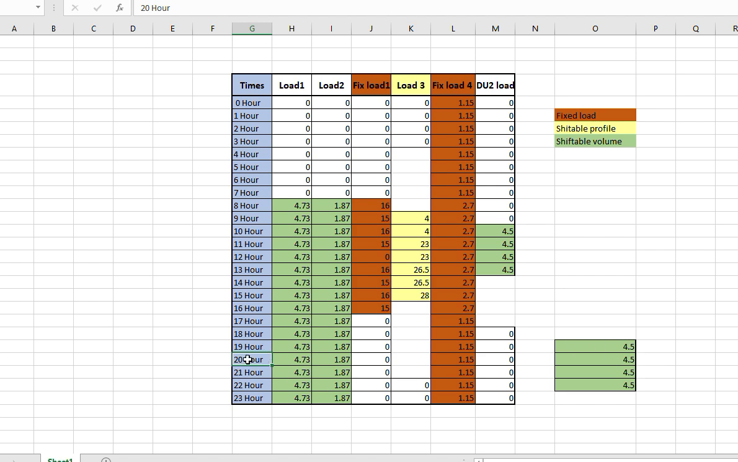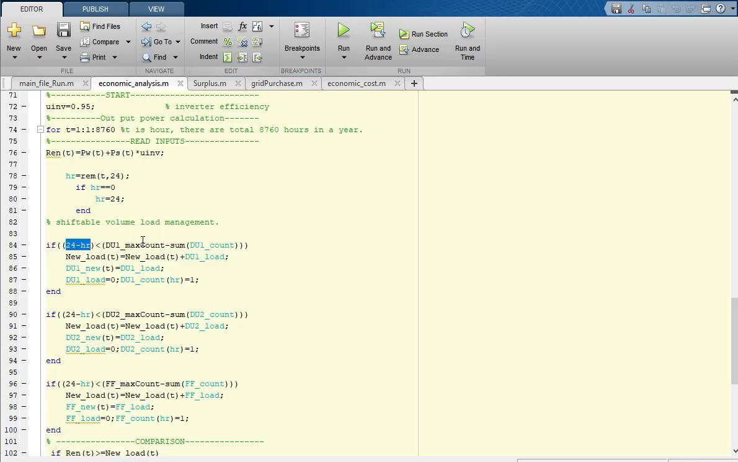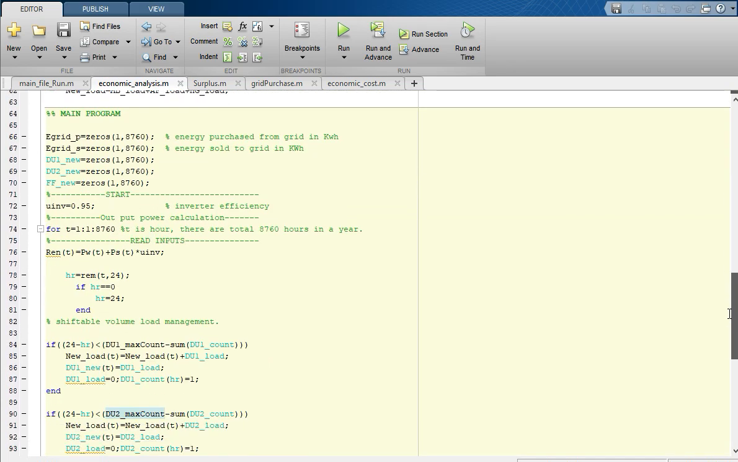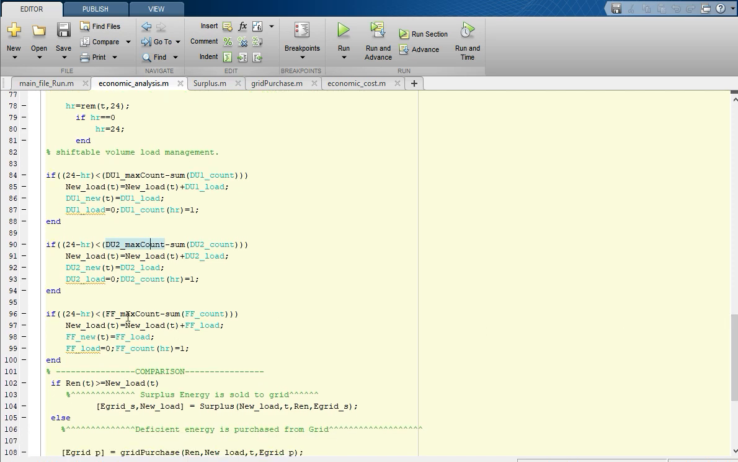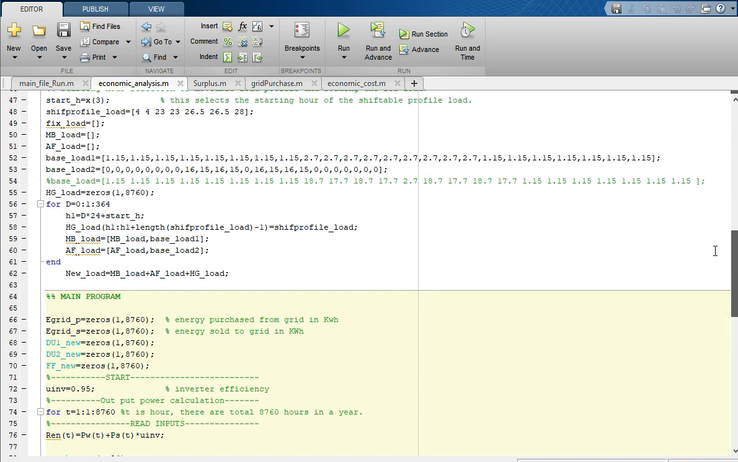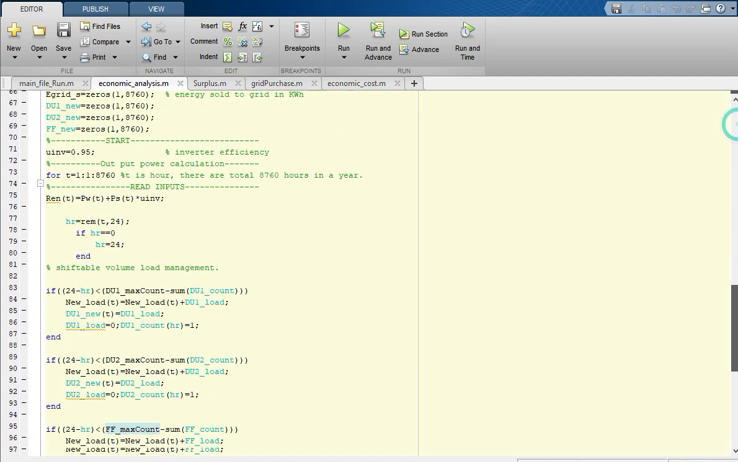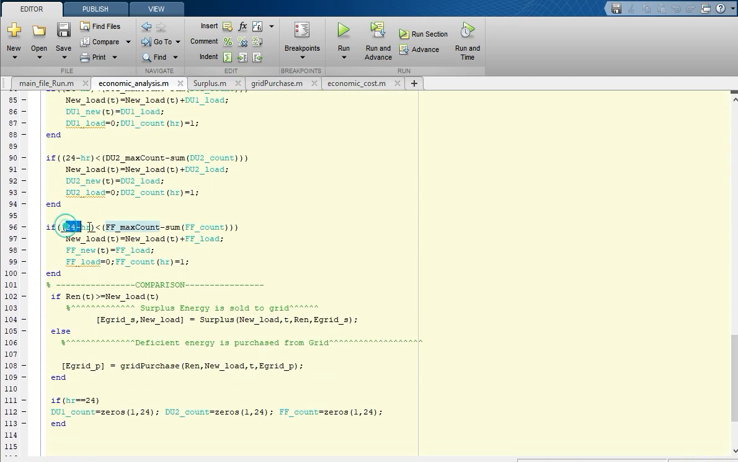So this load necessarily should be met at this point, because 4 hours remain, the count is 4 and the maximum count is 8. So the maximum count of this DU1 is, suppose, 8. So let's talk about DU2, where it is. Here it is. So the maximum count of this DU2 is, sorry, FF. We should discuss the FF load. So this is the FF load. So the FF load should be operated for 8 hours minimum, and we are left with these 4 hours.